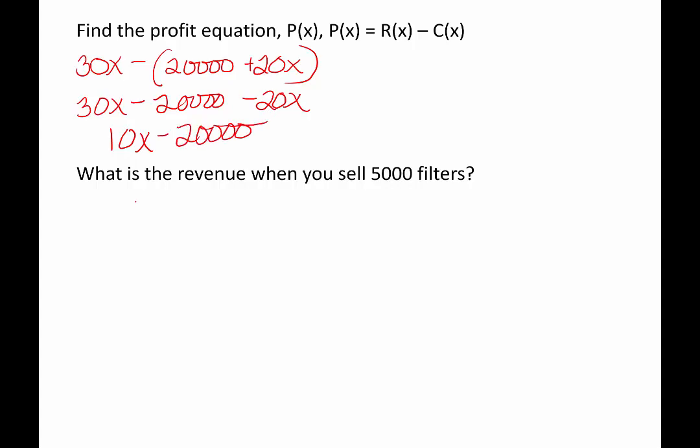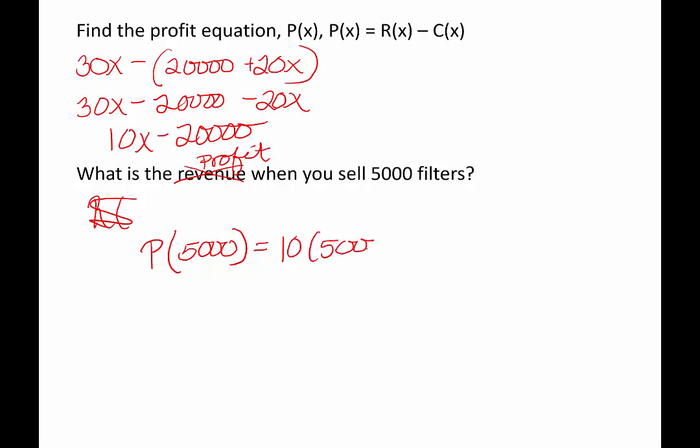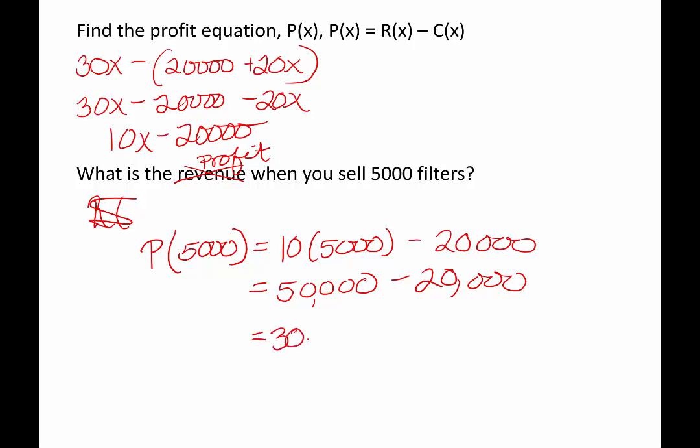What is the profit when you sell 5,000 filters? I think that's supposed to say profit. I want this to say profit of 5,000 filters. So that's 10 times 5,000 minus 20,000. So that's 50,000 minus 20,000. So that is $30,000 for profit.